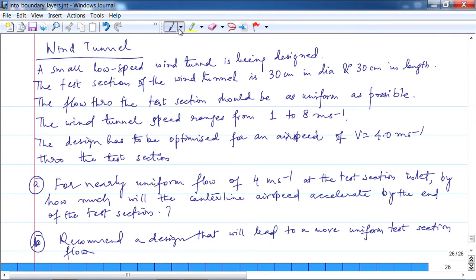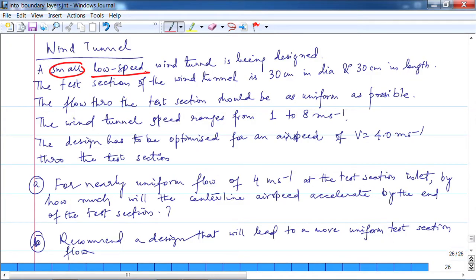So, let us go back and look at these things. Now, we are saying a small wind tunnel. What does small mean? Well, when you are talking about the test section, the things that you will test can't be really large. So, that is what we mean by small: the test section itself is small.